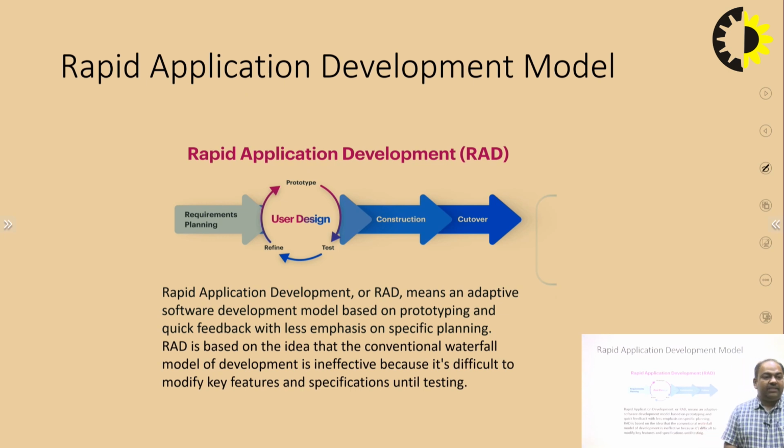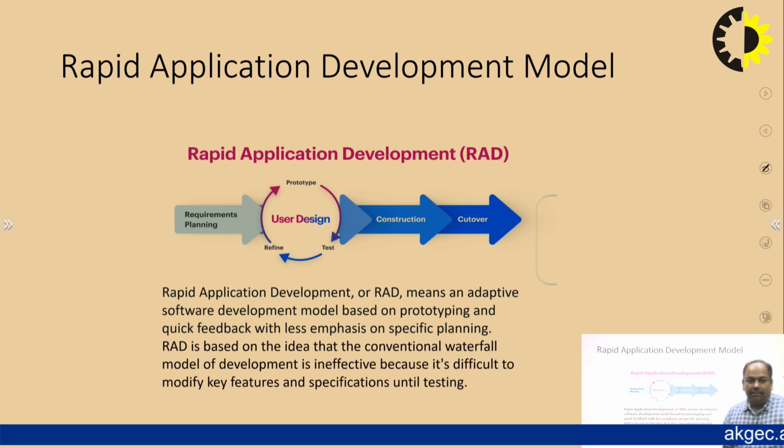So, rapid application development means an adaptive software development model based on prototyping and quick feedback with less emphasis on specific planning. Rather than planning, rapid application development is based on prototyping, and it takes the idea from the conventional waterfall model, but the waterfall model is ineffective because it misses the key features and unit testing.